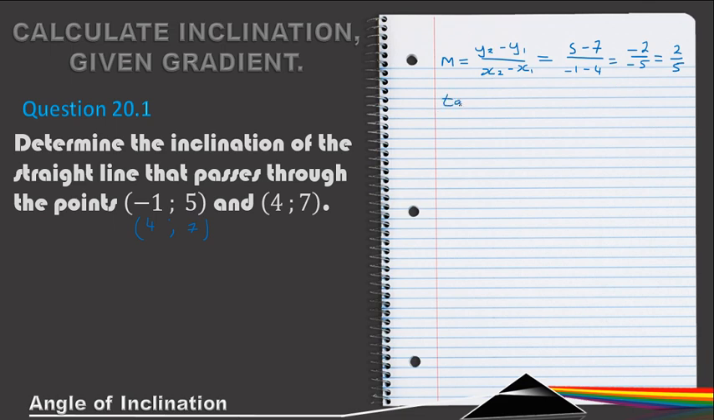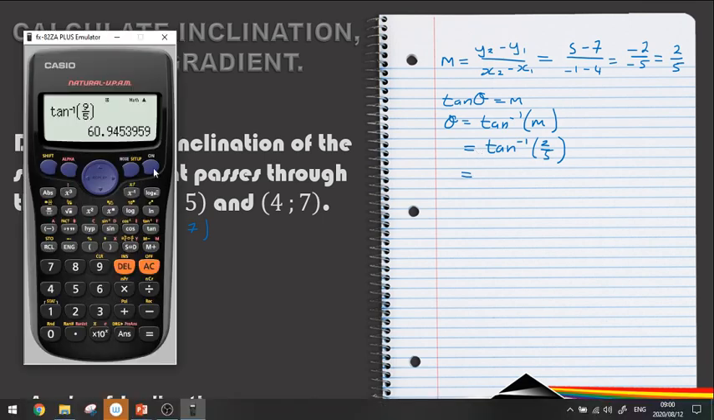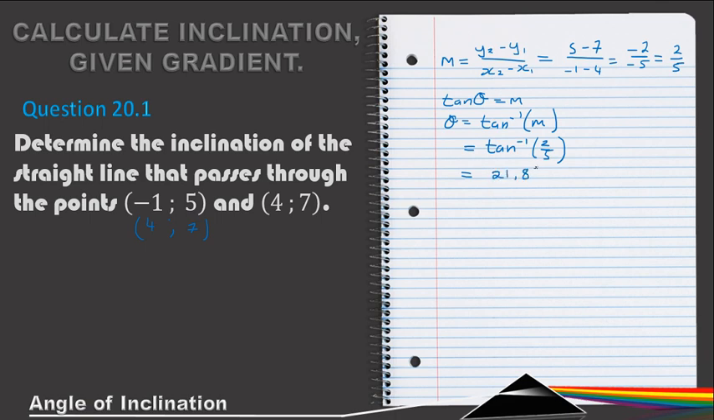Alright, so formula is tan theta equals the gradient, but I know the gradient, I want theta, so theta is the inverse of tan of the gradient, and then I substitute that in, so inverse of tan of 2 over 5, and then I simply calculate that. So we have shift tan, and our gradient is 2 over 5. So that gives me 21.8 degrees.